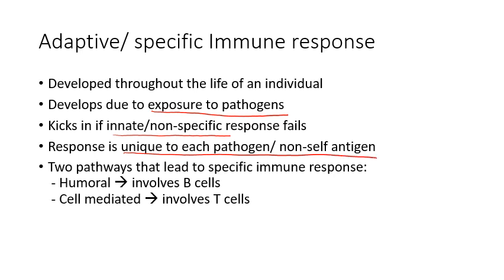So if you are infected with more than one different pathogen or more than one different non-self antigen, you actually need this response to be triggered by each unique non-self antigen. The cells that are activated in your third line of defense for one antigen will not be able to have the same effect on a different antigen. The cells that we're going to look at today are the T cells, which are part of something called the cell-mediated response. We'll cover B cells and the humoral response in the next recording.